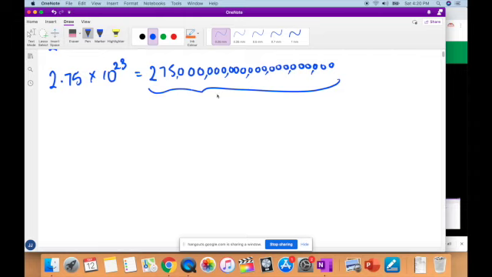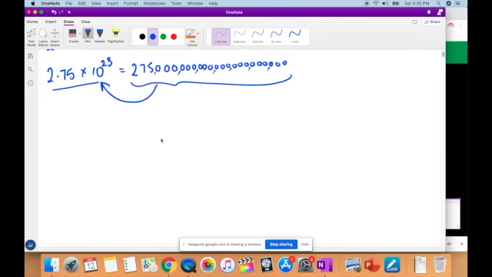So, when we have very, very big numbers, instead of writing it out like this, we can write it out in standard form. Does everybody understand what standard form is?